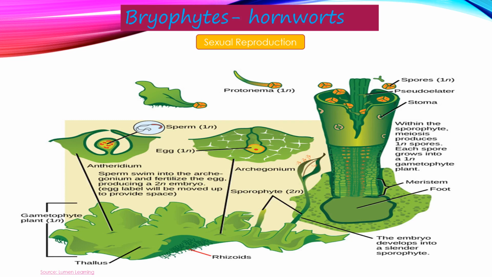In most of the members of the hornwort, the same thallus contains antheridia and archegonia. These sex organs are present just below the surface of the plant. The sperm from the antheridia will reach the egg in the archegonia with the help of water. The nucleus of the sperm and the egg fuses to form zygote in the archegonium.